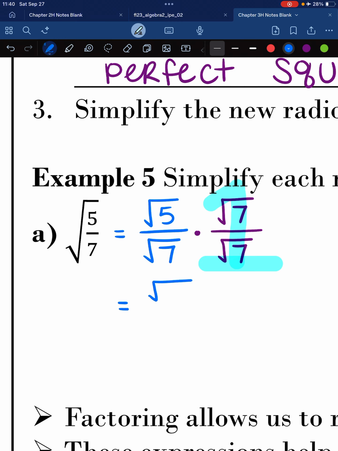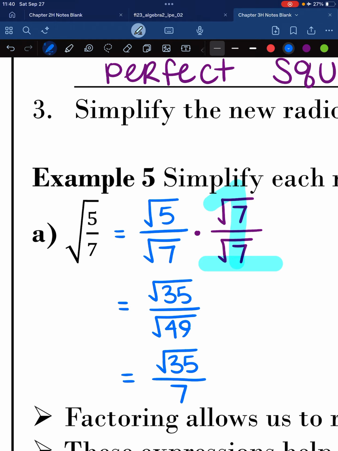And multiplying by 1 doesn't change the value, but my creative version of 1 is going to change the way it looks. We end up with the square root of 35 over the square root of 49, which the square root of 49 is just 7. I cannot simplify the square root of 35. There's no perfect square factors there. So I am done. I have successfully rationalized the denominator.